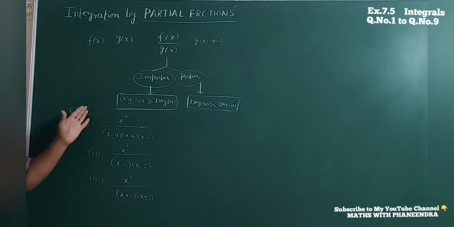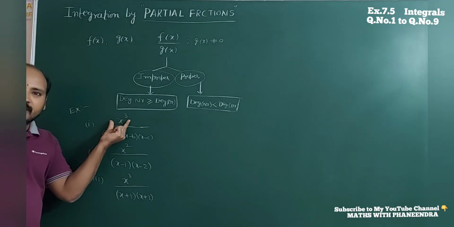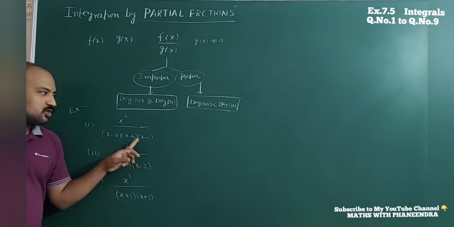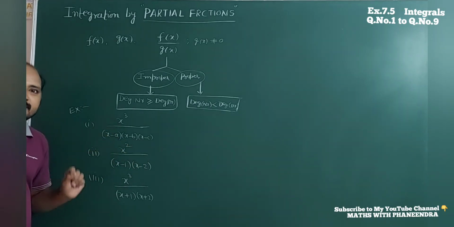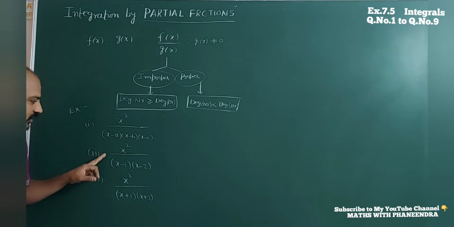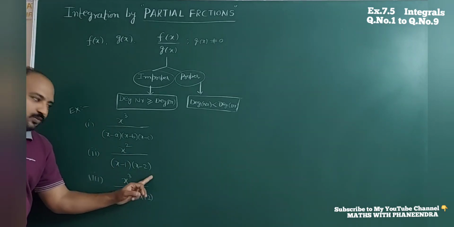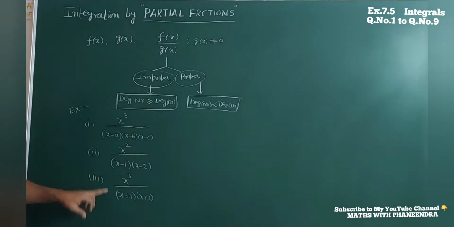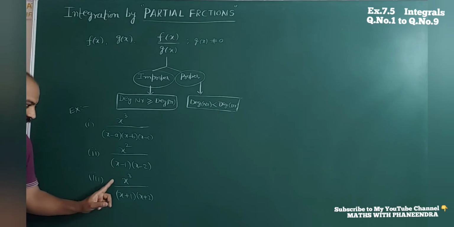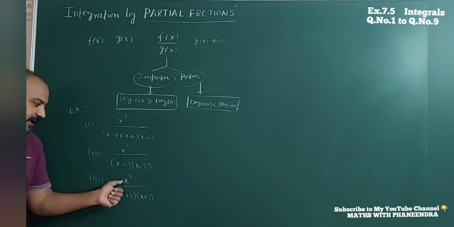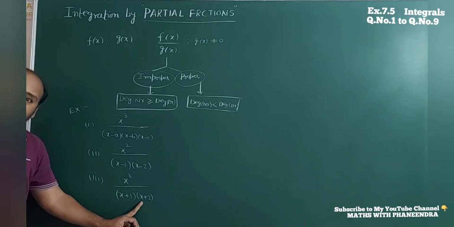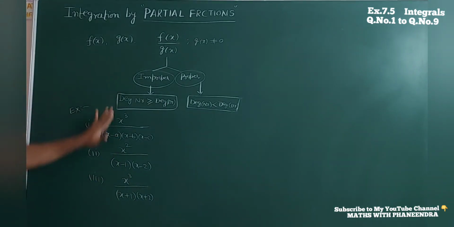See, in the first example, the degree of the numerator is 3, and the degree of the denominator, x into x into x, is also 3, so both are cubic. In x square by x minus 1 into x minus 2, both degrees are 2, so the degree of numerator equals the degree of denominator. In the third example, x cube by x plus 1 into x plus 2, the numerator degree is 3 and the denominator degree is 2. So 3 is greater than 2. Therefore, these three are improper fractions.